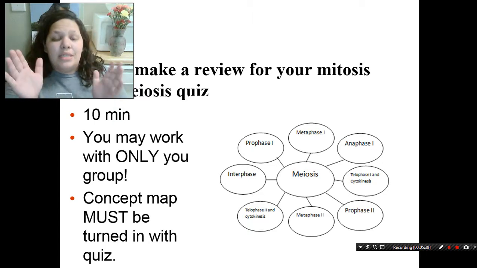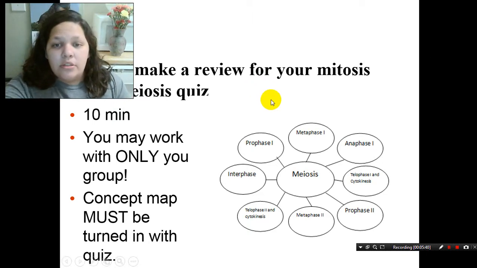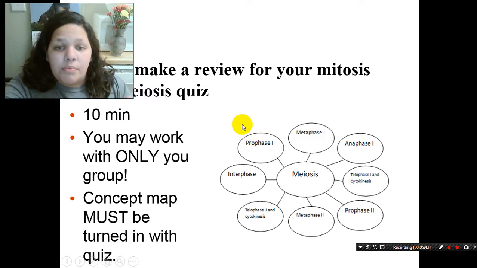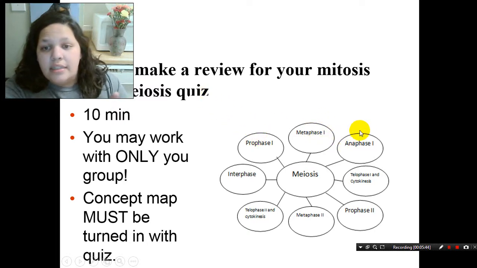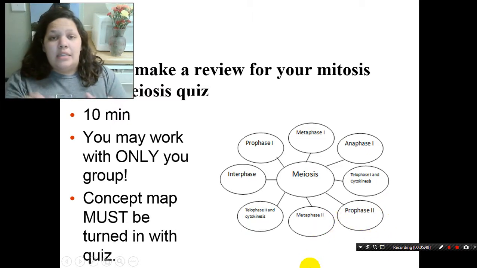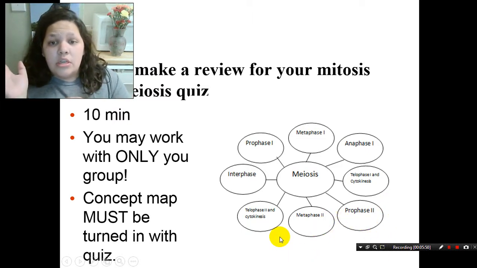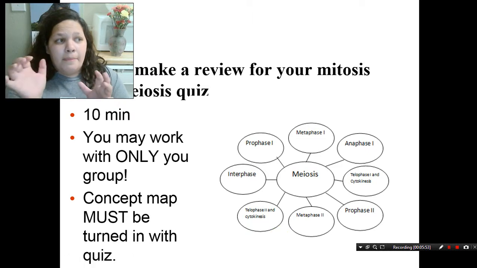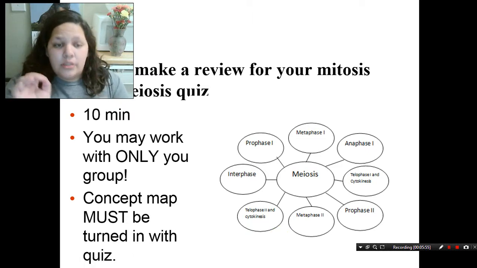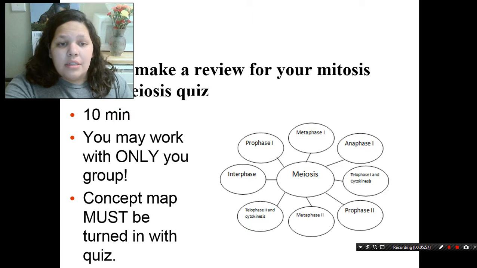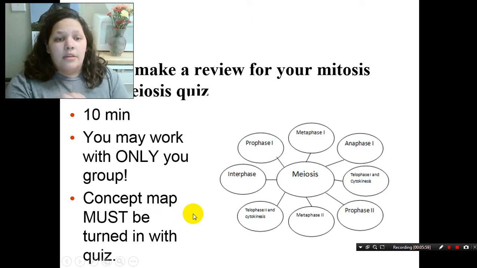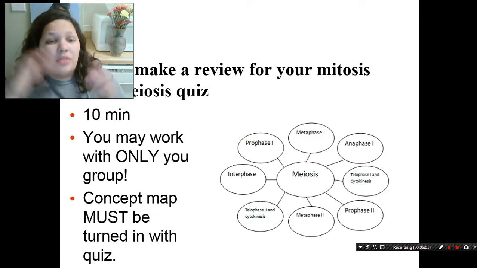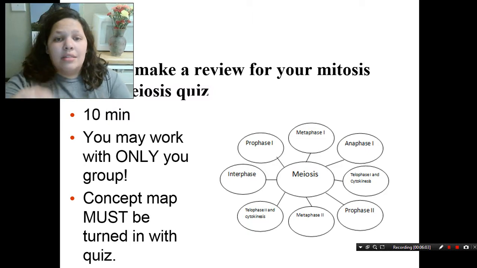You're going to have 10 minutes to work on this map. So what you want to do is just branch off of it, and you can either describe it, or if you're going to go with the drawings, you can go ahead and draw, label, and add a quick description. When you work on this with your group, you can only work with your group, and you must be sitting down. The concept map must be turned in with the quiz.